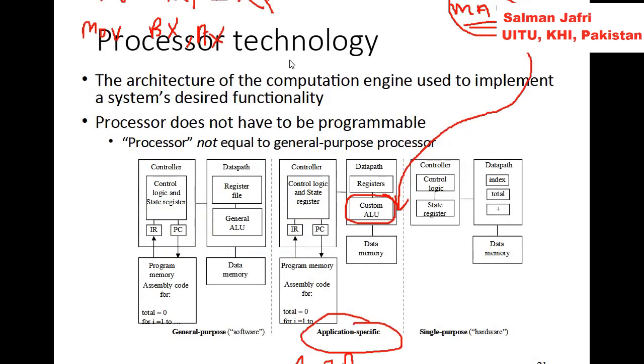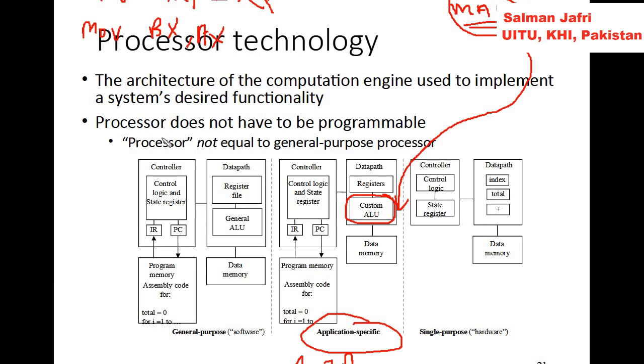First, we'll have a look at the processor technology. What is the processor technology? The architecture of the computation engine used to implement a system's desired functionality. Basically, in this stage, we select the processor technology that we would be using. Either we would be using a general purpose processor, or an application specific processor, or a single purpose processor.